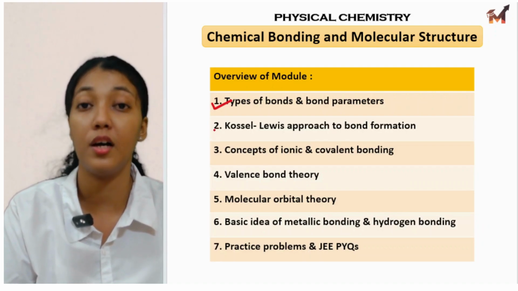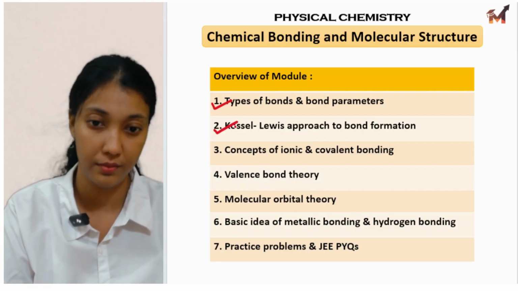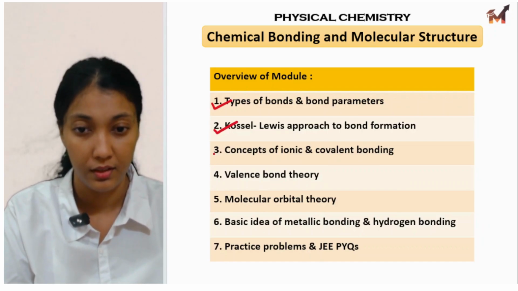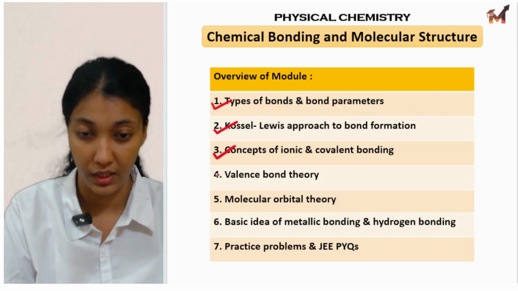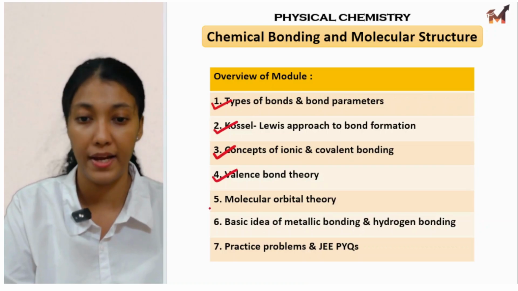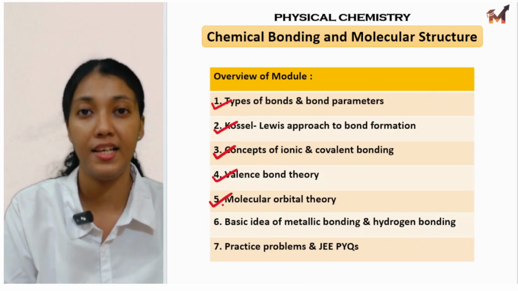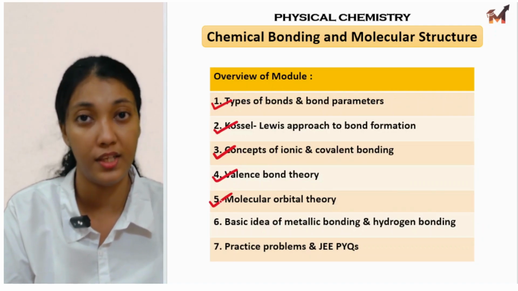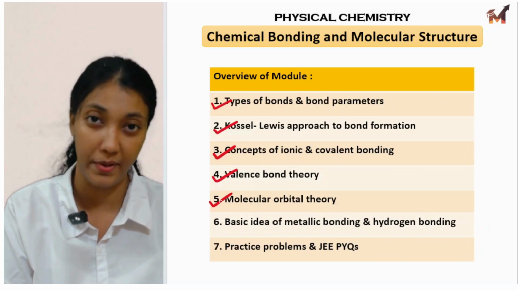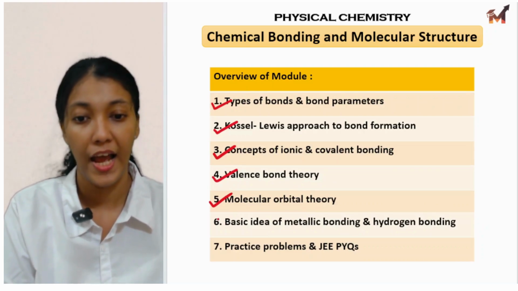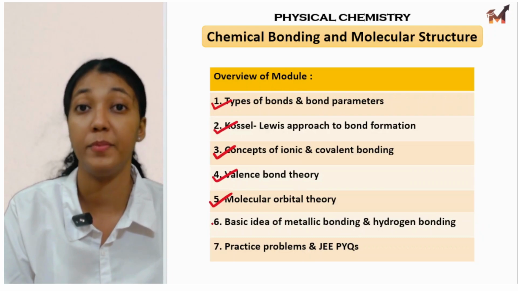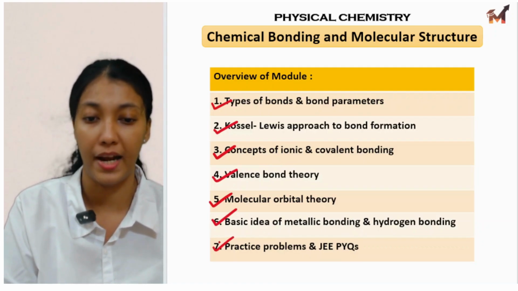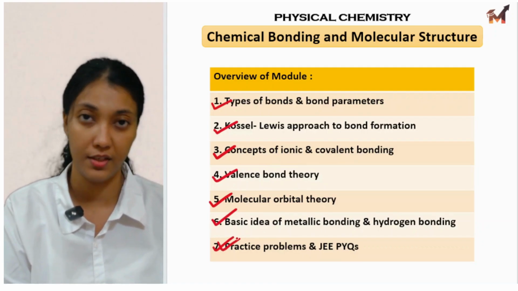Then we have Kossel-Lewis approach to bond formation, concepts of ionic bonding and covalent bonding, valence bond theory, molecular orbital theory. फिलहाल ये सब आपको बस नाम लग रहे होंगे, but when we will study you will understand what these concepts are about and I will explain them to you. And we will also study about the basic idea of metallic bonding and hydrogen bonding. And obviously we will have practice problems and JEE previous year's questions.